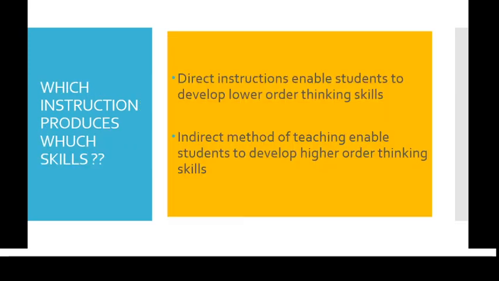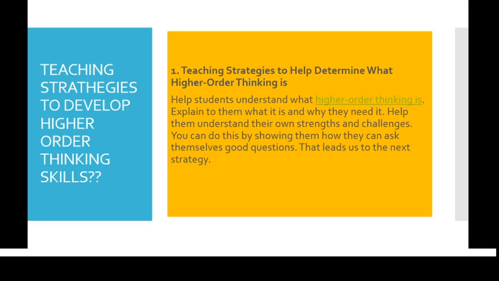Now, which instruction produces what skills? Direct instruction enables students to develop the lower order thinking skills, and the indirect method of teaching enables students to develop the higher order thinking skills. It means whenever you need to develop the lower order thinking skills, direct instruction is appropriate, and if you want to develop higher order thinking skills, indirect instruction is appropriate.